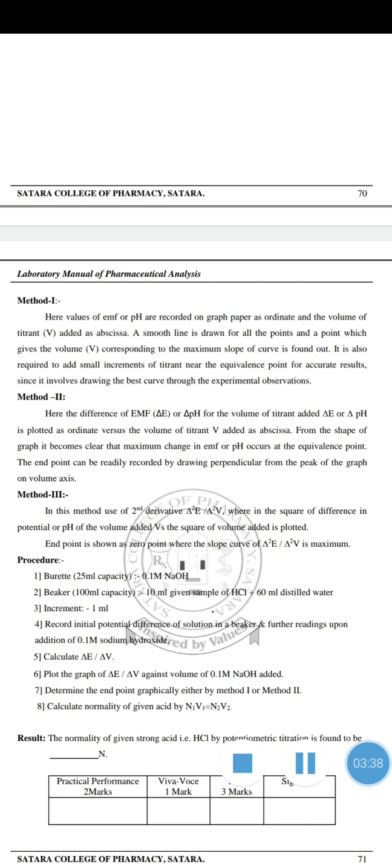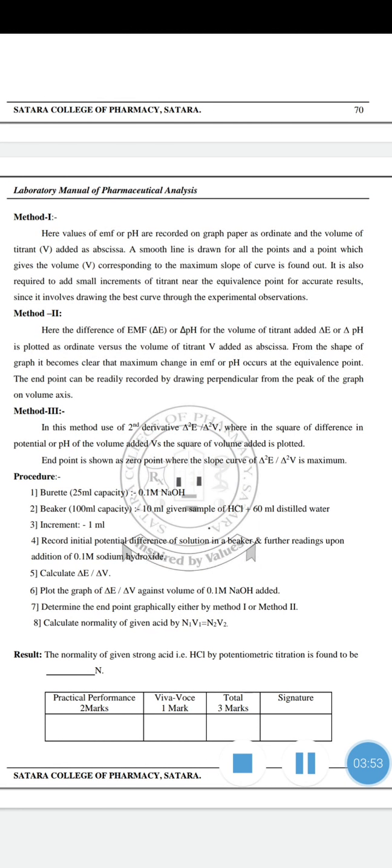The second method uses the difference of EMF or pH for the volume of titrant added, that is delta E or delta pH per delta V. Delta E or delta pH per delta V is plotted as the ordinate versus the volume of titrant added as the abscissa. From the shape of the graph, it becomes clear that the maximum change in the EMF or pH occurs at the equivalence point. The endpoint can be readily found by drawing a perpendicular from the peak of the graph to the volume axis.